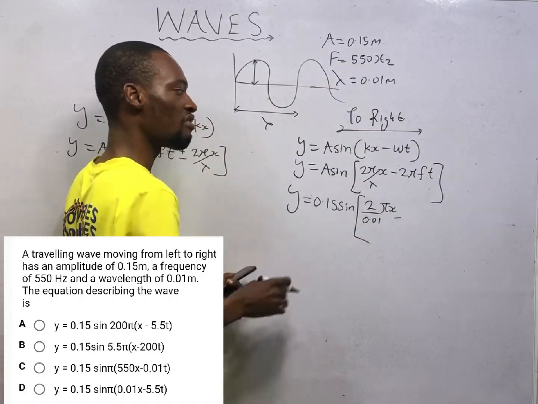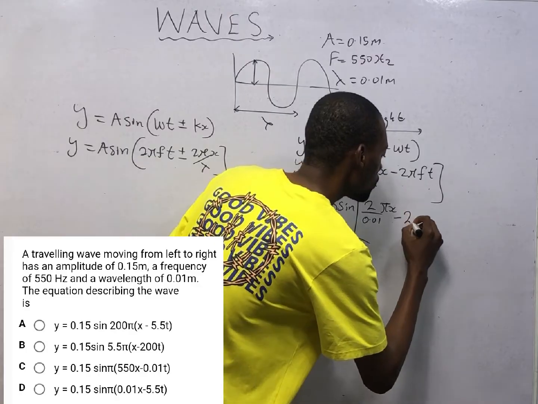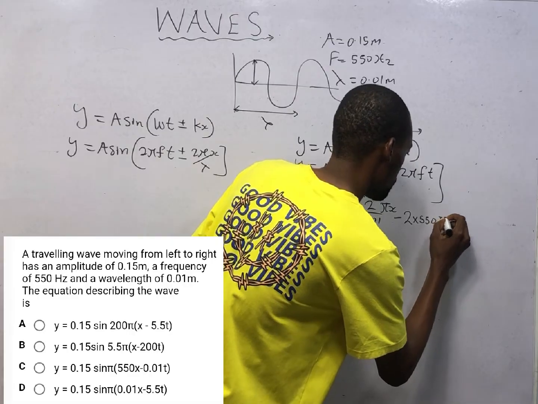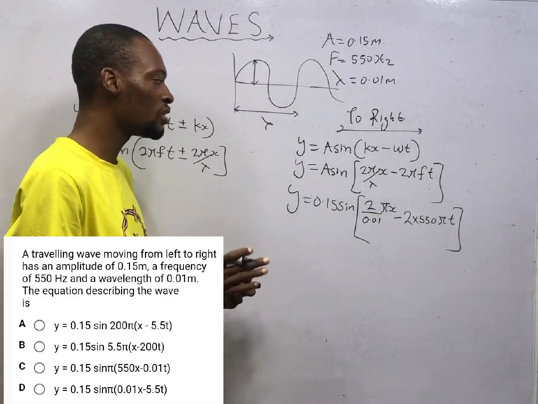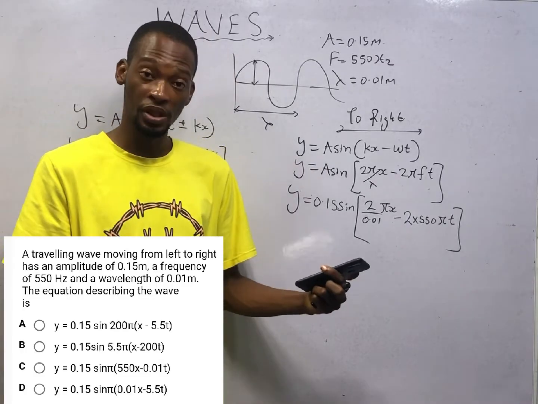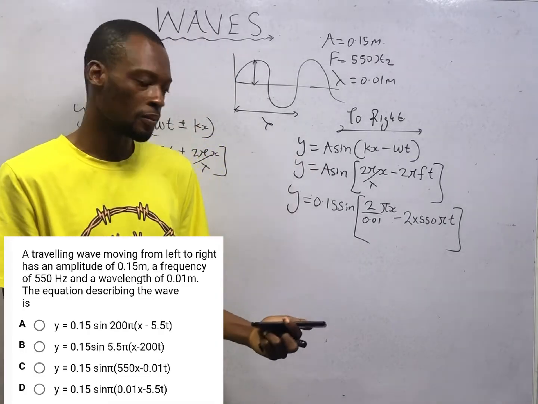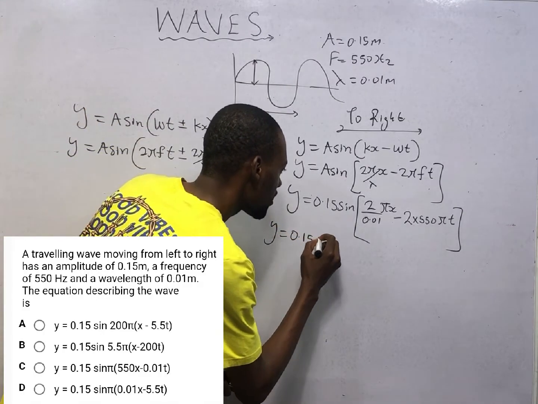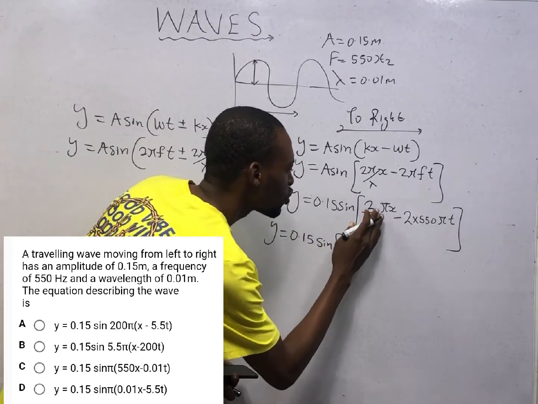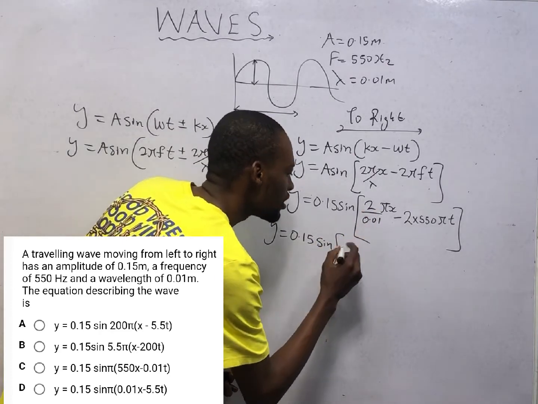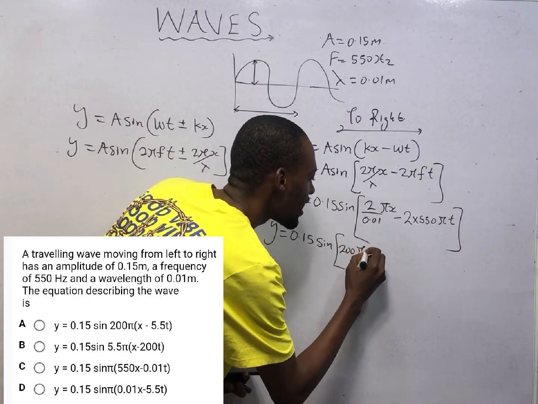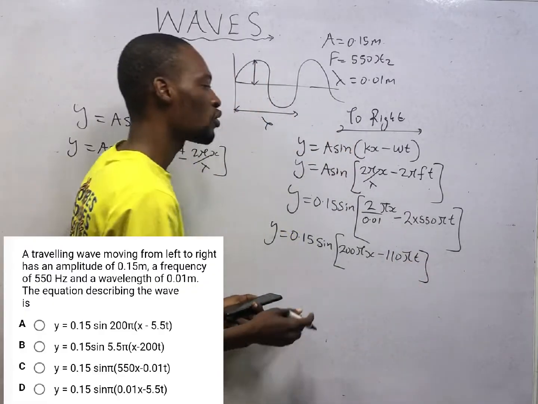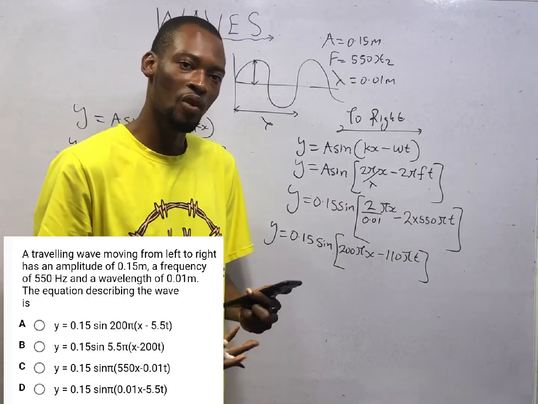Do we have f? Yes, 550. So this is 2 times 550 pi t. What we simply did here is to substitute the values given. So this is the same thing as y equals 0.15 sine, 2 over 0.01 is 200. So this is 200 pi s minus 1100 pi t. 2 times 550 is 1100.